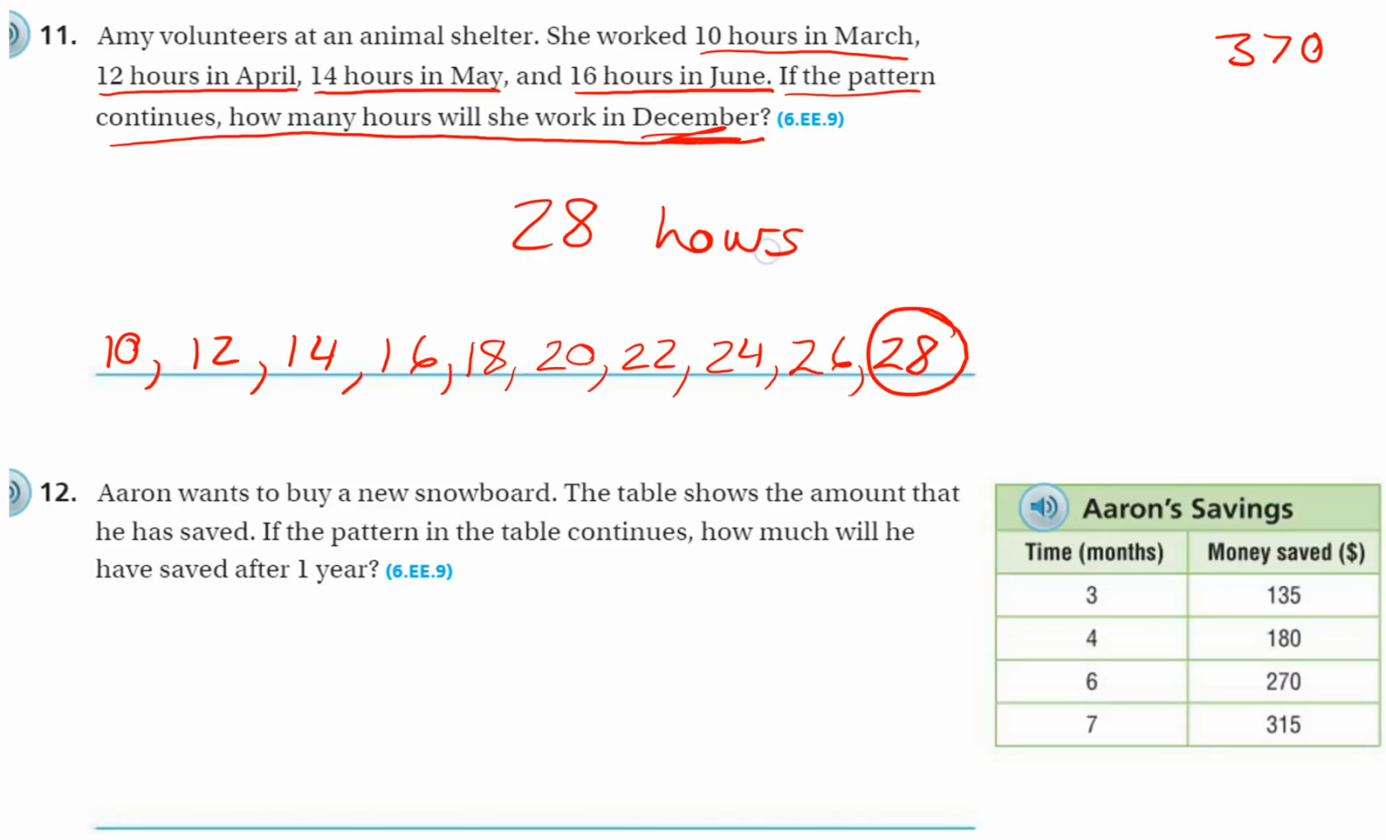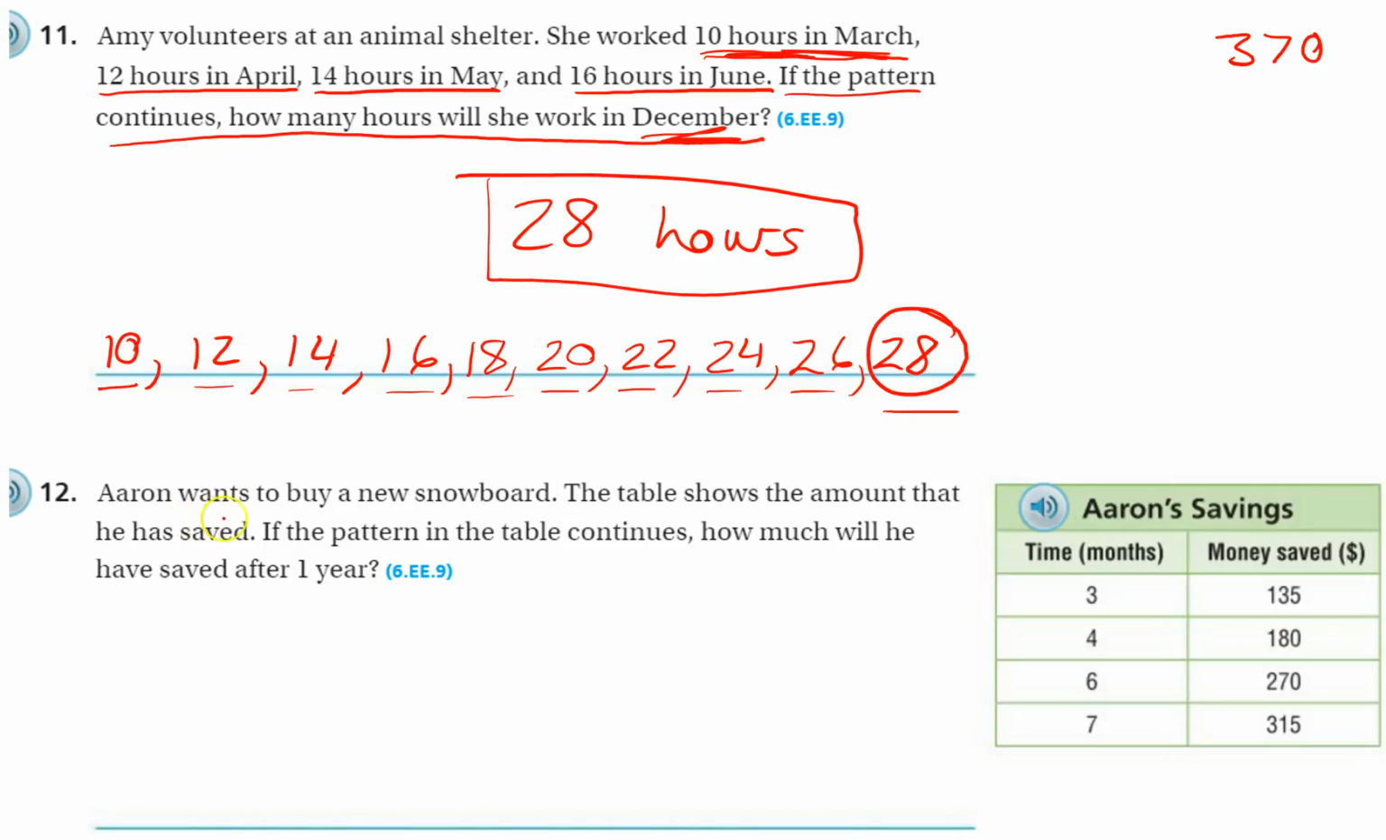How did we find that? Well, we started taking out the information we do know: 10 hours for March, 12 hours for April, 14 in May, June, July, August, September, October, November, December. And we saw that the pattern was, she was adding 2 hours. So by the time December hits, she'll be working 28 hours.